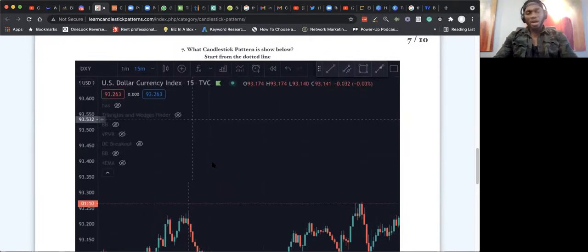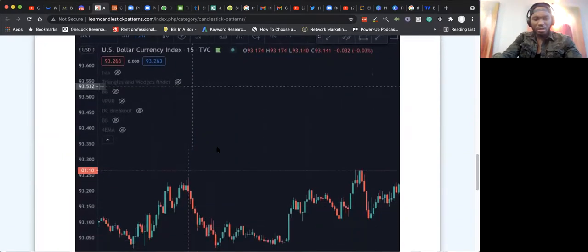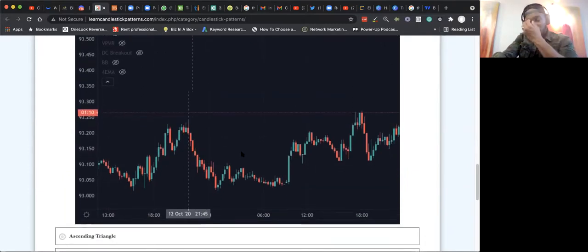Next chart is the DXY, the dollar currency index, 15-minute chart. What do we have here? Okay, so there's no clear, well, this chart's too zoomed in to even tell what the trend is, but there's a clear resistance line and a support line, or multiple resistance and support lines. The chart here at the end looks more, what kind of pattern do I see here?